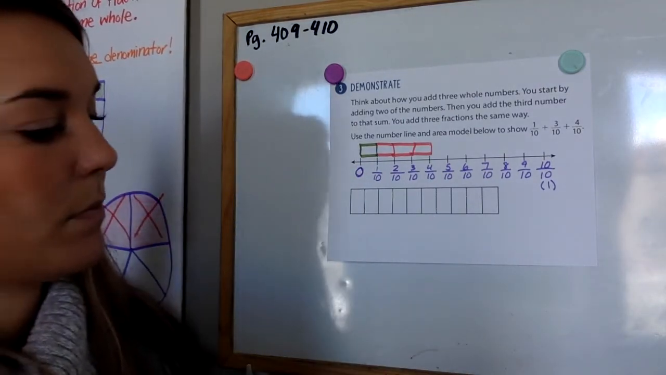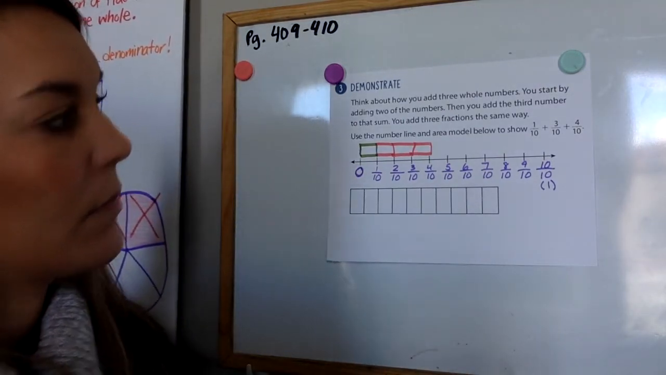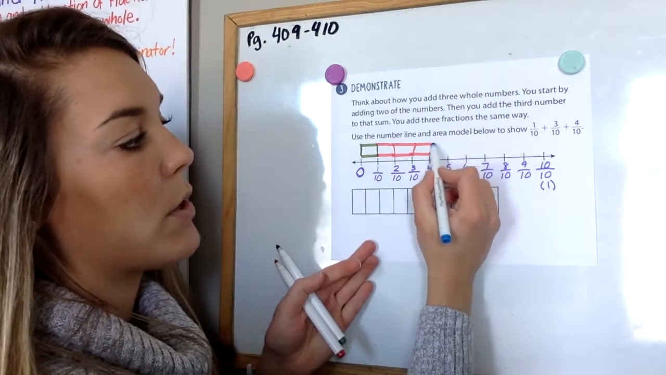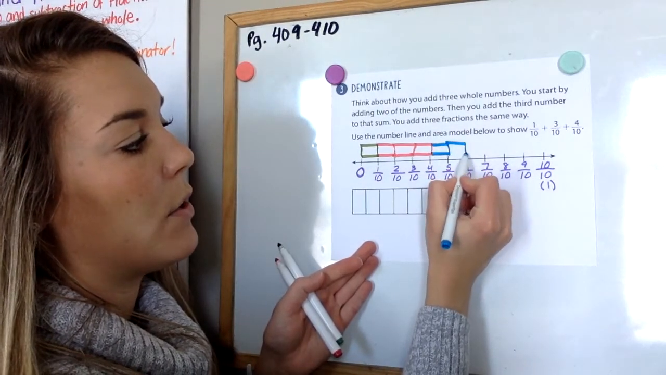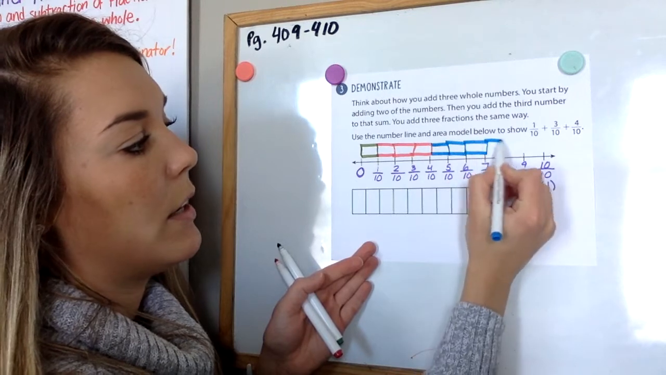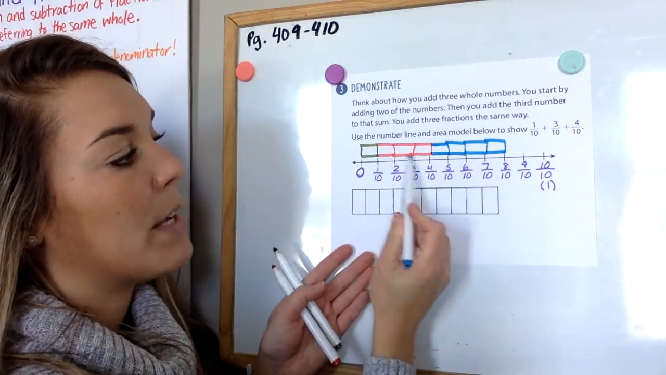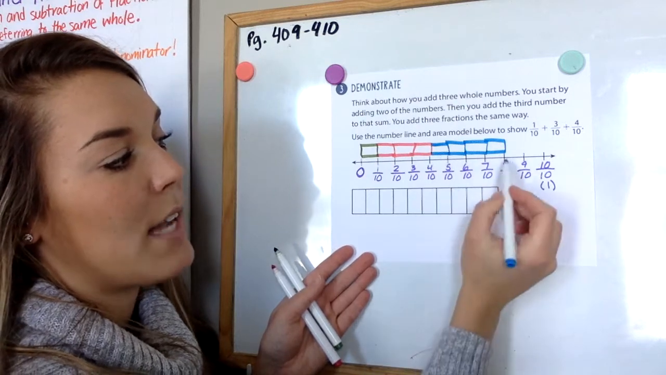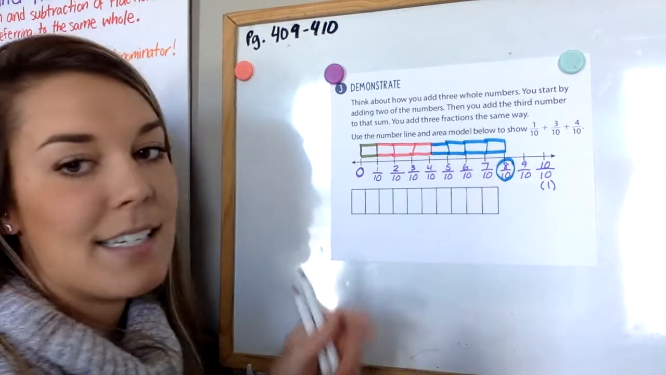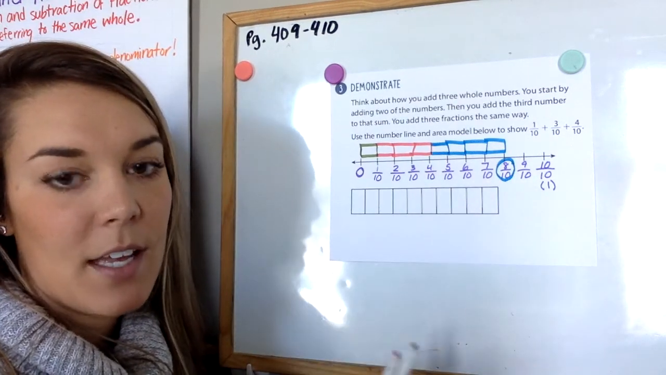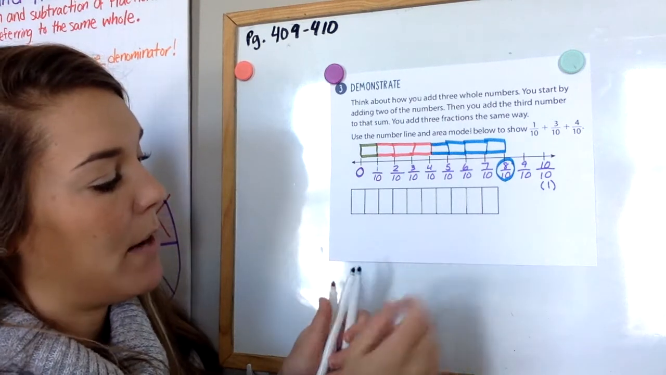So I need to add 4 more. So I have 1, 2, 3, 4. So this means that 1/10 plus 3/10 plus 4/10 equals 8/10. Okay? Let's show it using the area model as well.